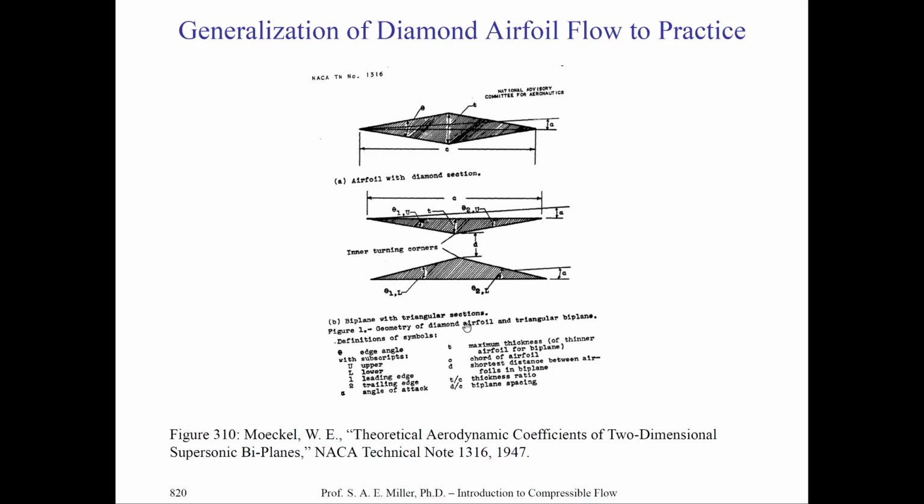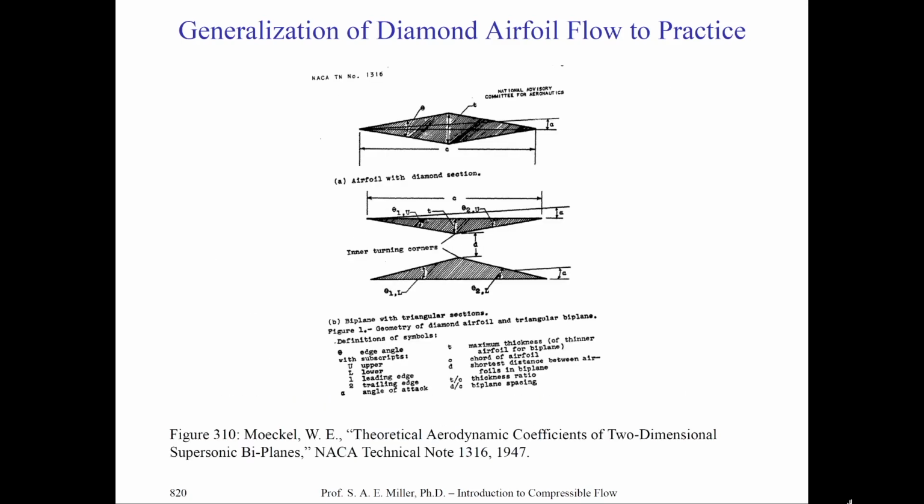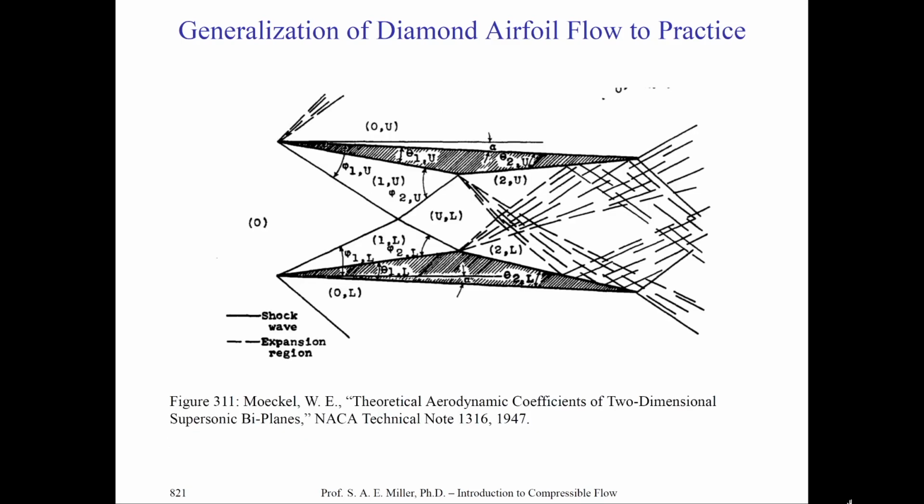Here there's the basic nomenclature, which you can read through to understand all the nomenclature. I'll talk about the big picture, and you can focus on the nomenclature details. Now let's say we take B, the so-called biplane with triangular sections, and perform the same shock expansion theory for the whole flow that we did earlier for the interior of the flow.